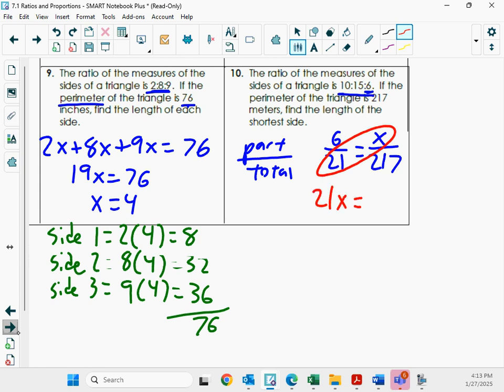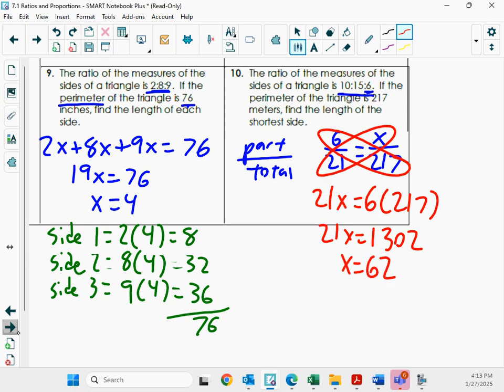21 times x equals 6 times 217. So I get 21x equals 1,302. And I get x equals 62. So there we have it. 62 out of the 217 is for the smallest side of this figure.